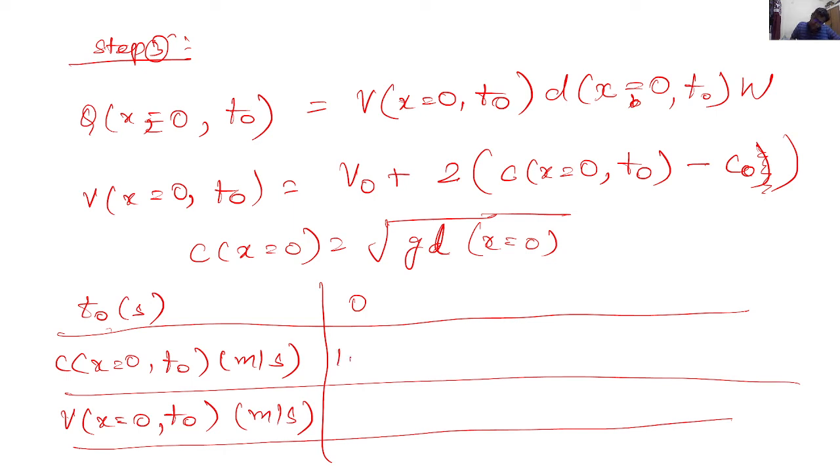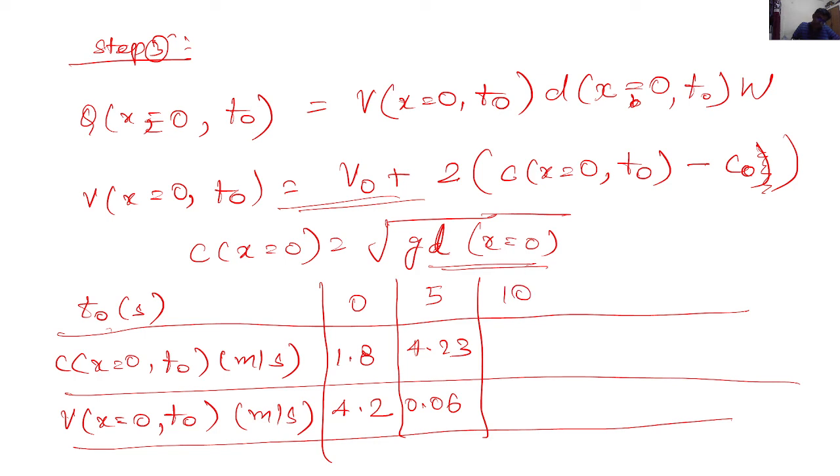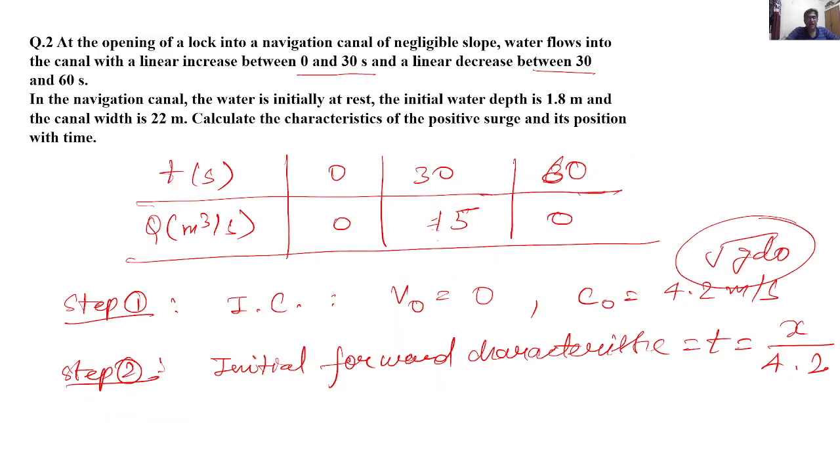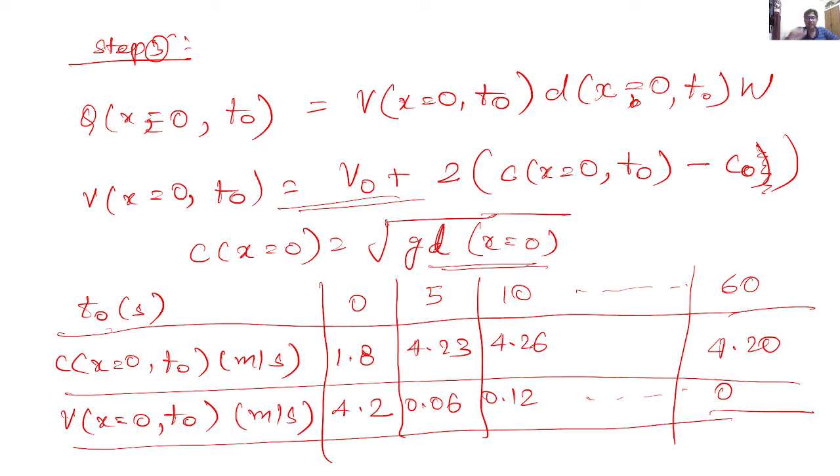So for 0 it will come as 1.8 from this expression. The velocity will be 4.2 from this expression. For 5 it will be 4.23 and 0.06. For 10 seconds it will be 4.26 and 0.12. Moving on, we will finally get for 60 seconds the celerity will be 4.20 and the velocity will again be 0, which basically satisfies our problem. So they wanted the characteristics and the position with time, and both are available.